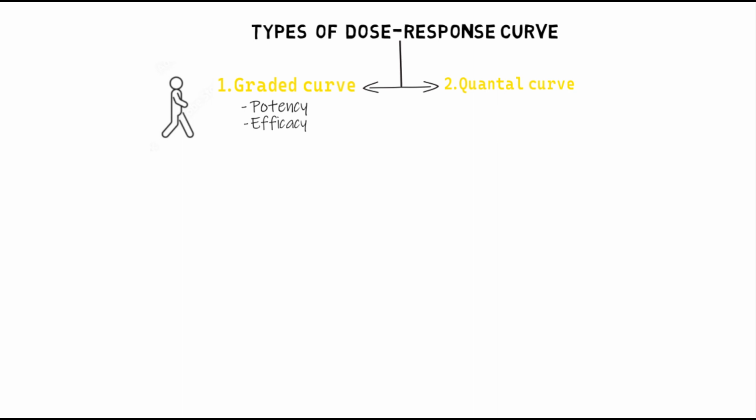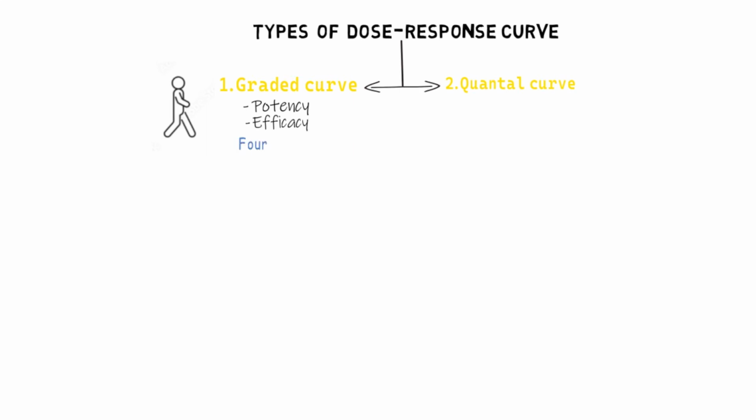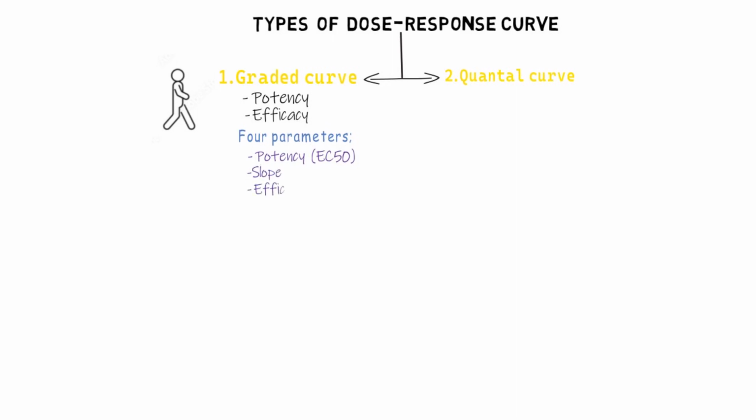And the graded curve is usually described by 4 parameters. We have potency, and we denote potency as EC50. Then there is the slope, and we also have the efficacy, and it's denoted as Emax. Then the threshold dose. The threshold dose is the lowest dose at which the effect of a drug is seen.